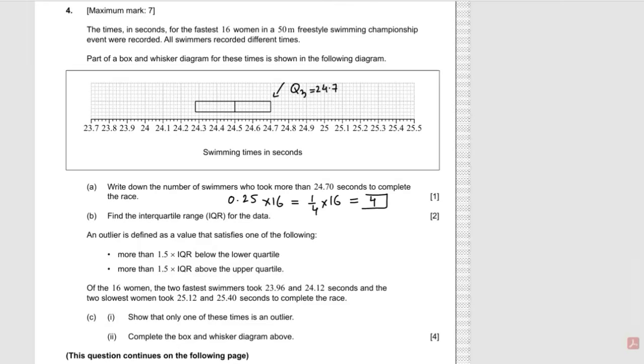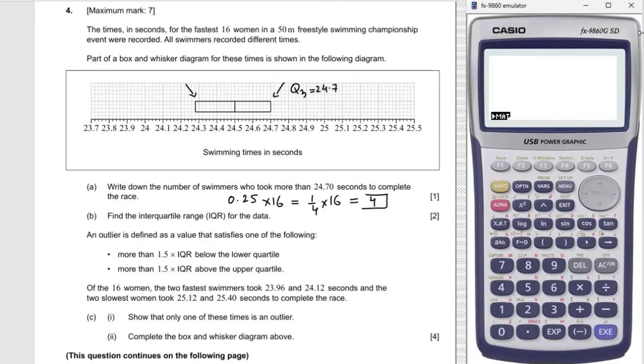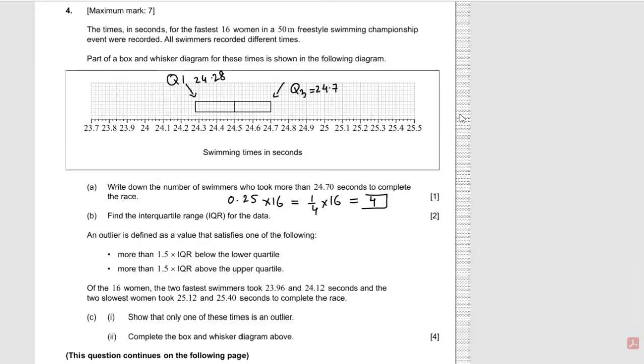All right. Find the interquartile range IQR for the data. We've got the upper quartile. Let's take a look at the lower quartile. I have to be careful with that. This is 24.2 and this is 24.3. So there's a gap. There are ways in which you can do it with the calculator as well. If you don't want to do it mentally, you can do 24.3 minus 24.2, and if you divide it by 5, you'll see 0.02. So I know that one of the lines represents 0.02. So the first line is going to be 24.22, 24.24, 26, 28. So this is going to be 24.28, quartile 1.